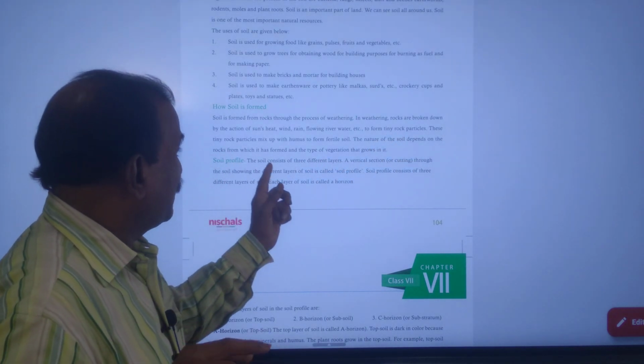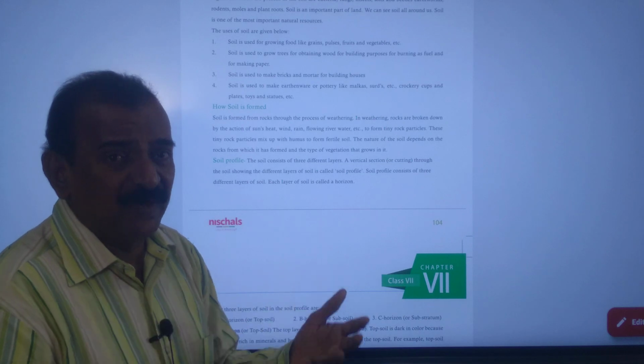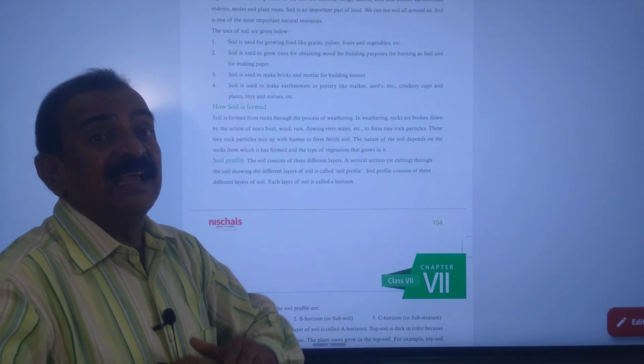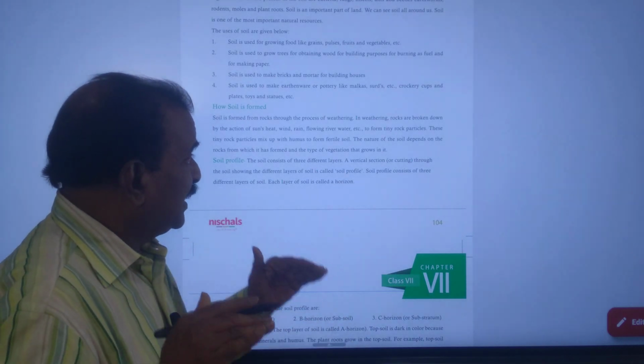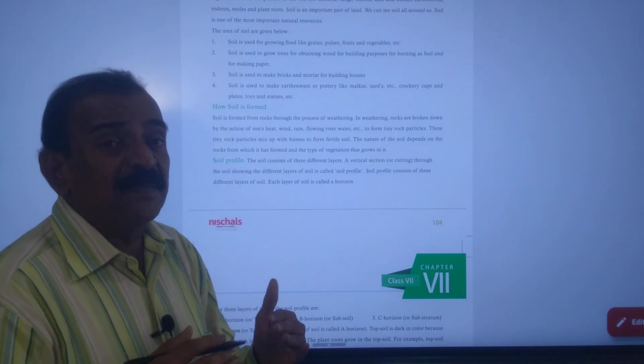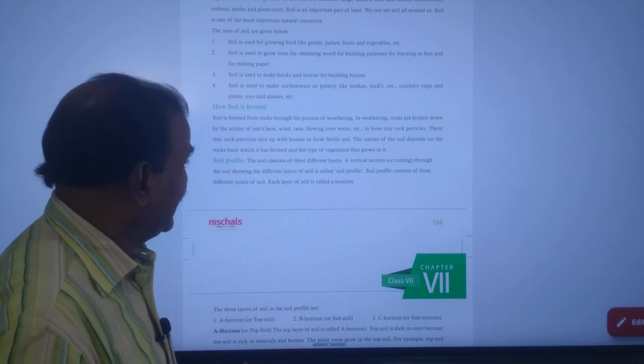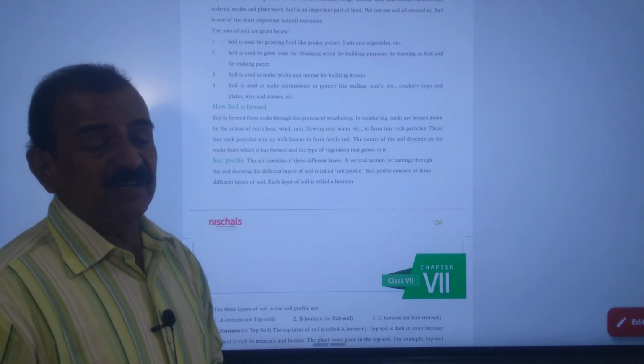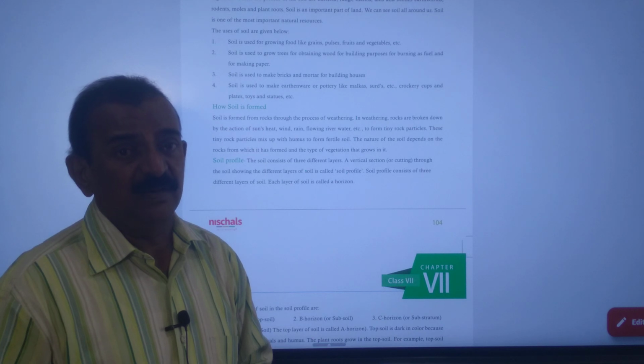These tiny rock particles get mixed with humus, and finally lead to the formation of fertile soil. That fertile soil is helpful for many organisms to live and for many trees to grow. Next, we need to understand what a soil profile is.